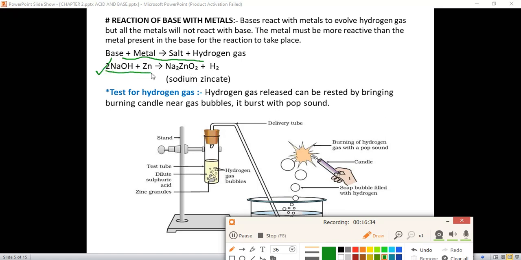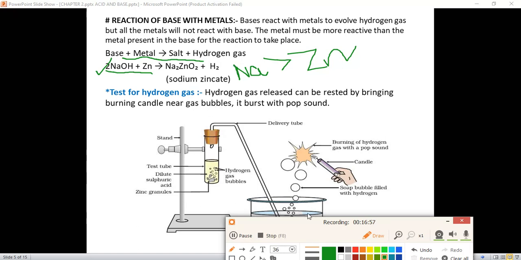In this reaction, sodium is more reactive than zinc. That's why this reaction is taking place. If sodium were less reactive than zinc, then this reaction would not occur. So base will react with metal to give salt plus hydrogen gas.